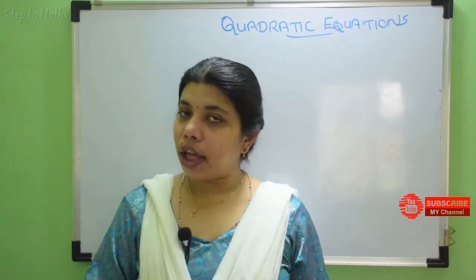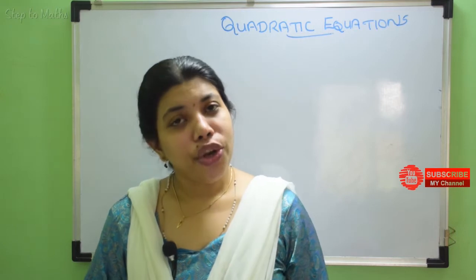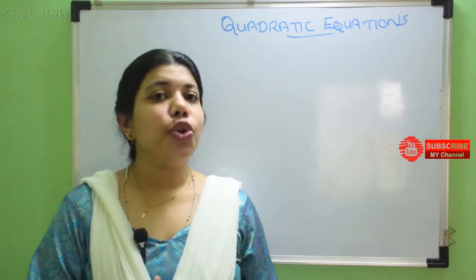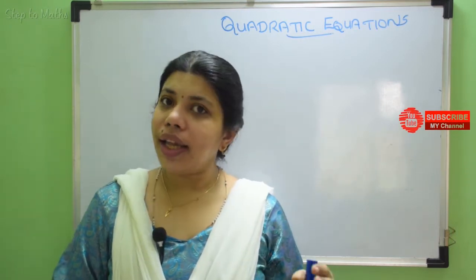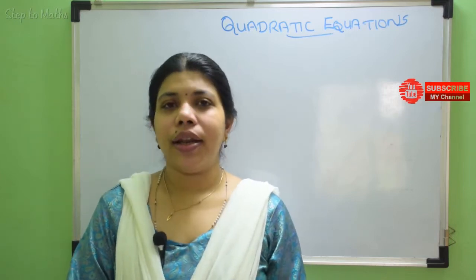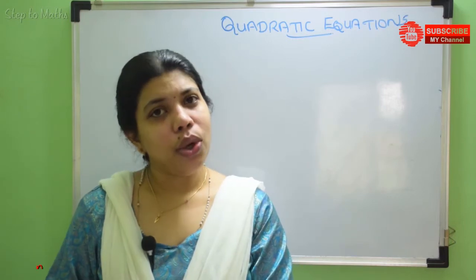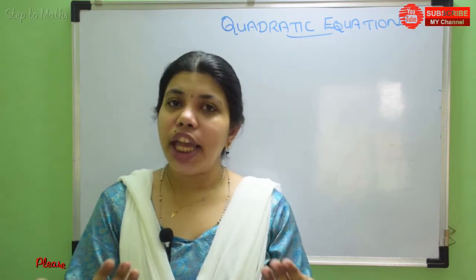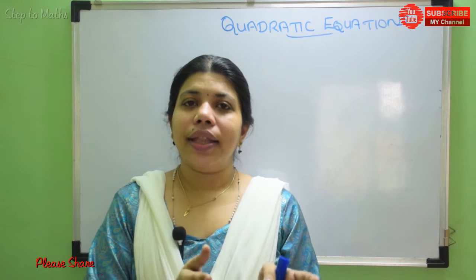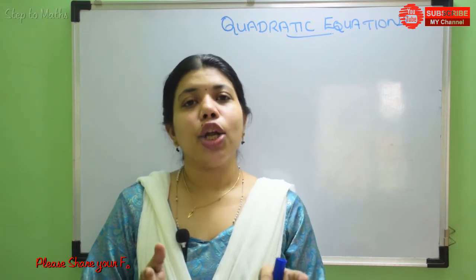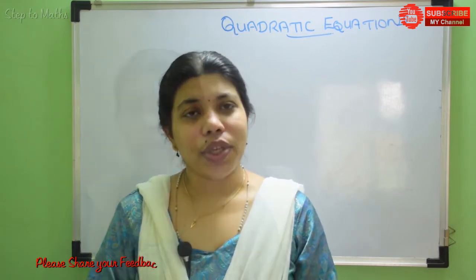What is a quadratic equation? A polynomial with degree 2 is a quadratic polynomial. If that polynomial is equated to 0, it becomes an equation. That type of equation is a quadratic equation.